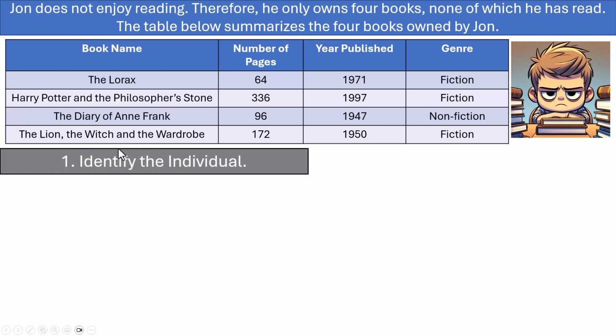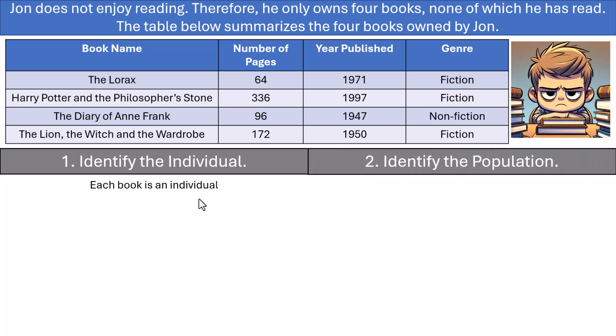So let's go through and answer a number of different things about this table. First, we are asked to identify the individual. Well, in this case, each row is going to be an individual, which is going to be each book. So we could say each book is going to be an individual. Then we are asked to identify the population. Well, the population is the larger group from which our sample was drawn. But if you actually focus on what we have here, they tell us that John only owns 4 books. So this actually is the entire population. All books owned by John is the population. So we really just have a census of all of those books.